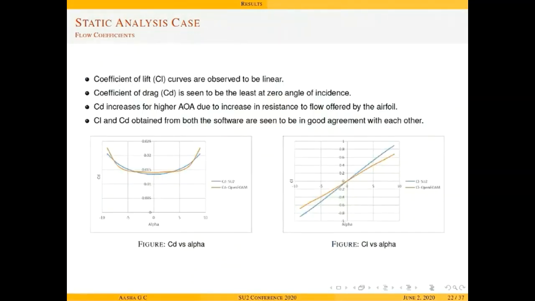So the flow coefficients were plotted for both software, which are the coefficient of lift and coefficient of drag for different angles of attack, and they both seem to have a reasonable variation and good agreement. Although as the angle of attack increases, there is a difference between OpenFOAM and SU2 in the lift coefficient values. This difference is because of the difference in the pressure observed. The difference in pressure between the upper and lower surface led to the change in CL.